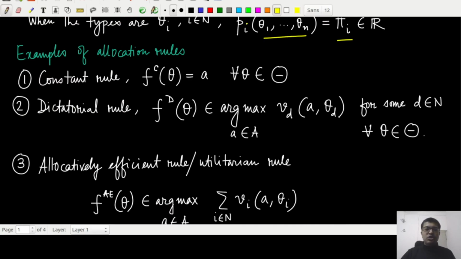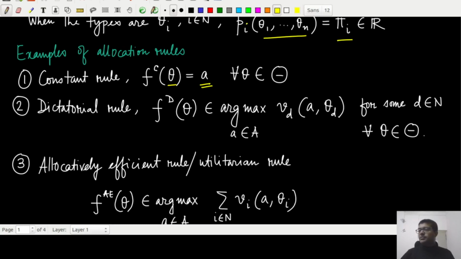Let us now look at some of the allocation rules, just to get a feeling of how these allocation rules look like. The first and maybe the most naive rule is the constant rule, which says that no matter whatever is the type profile, it does not really look at this type. It just outputs one fixed allocation, which is not changing with any of the types. The second one is the dictatorial rule, which we are quite familiar with. So what does this do?